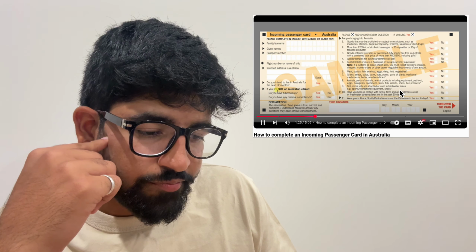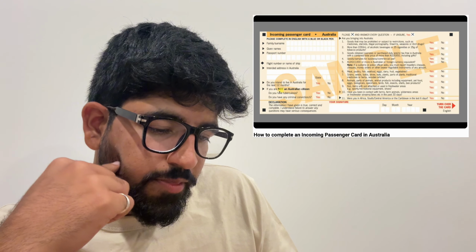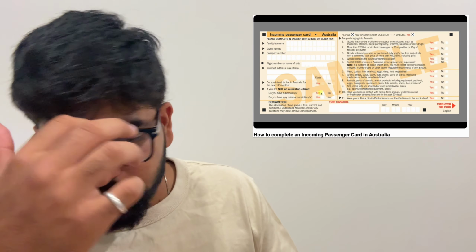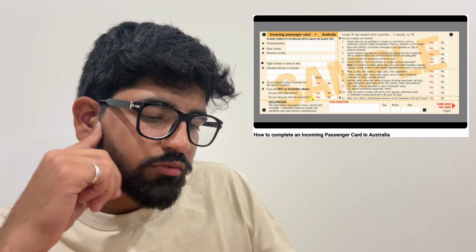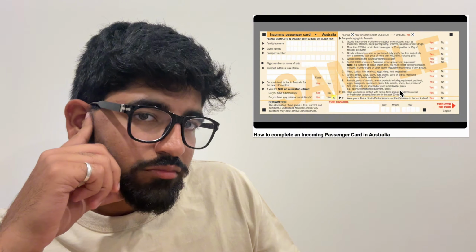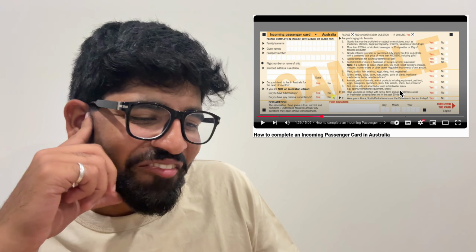Then the health declaration. If you're not an Australian citizen, do you have tuberculosis? You'll have to select yes or no. Do you have any criminal convictions? You have to select yes or no as well. I hope you're selecting no for both of them.